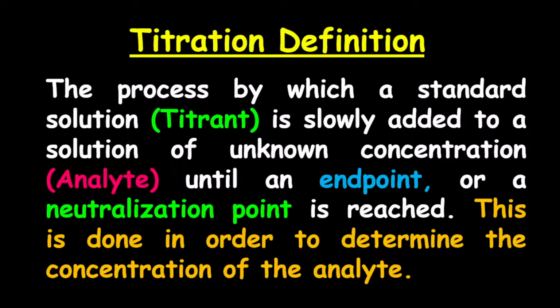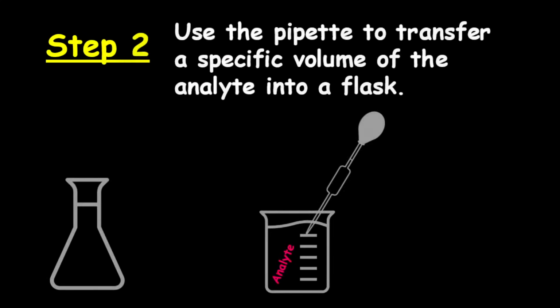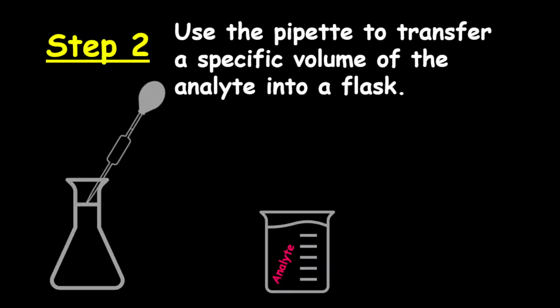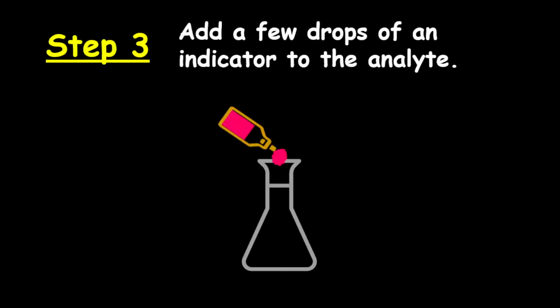While carrying out titration, your first step should be to fill the burette with the titrant. Again, the titrant is the solution with the known concentration. Your next step is to use the pipette to transfer a specific volume of the analyte into a flask. Your next step is to add a few drops of indicator to the analyte. When doing acid-base titration, a very useful indicator to use is phenolphthalein.